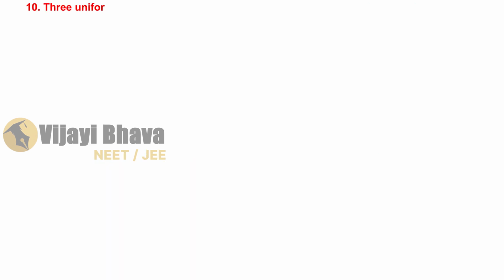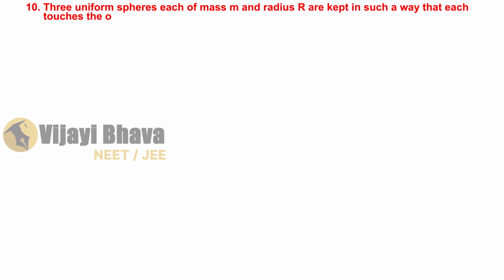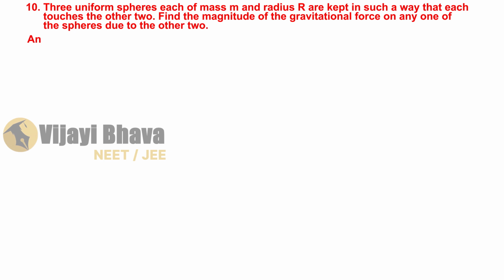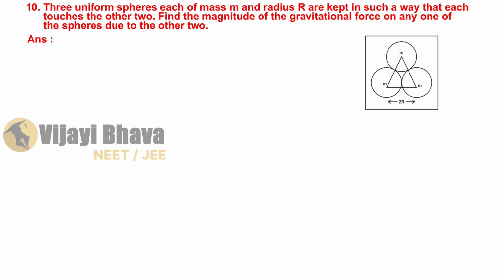Three uniform spheres, each of mass m and radius r, are kept in such a way that each touches the other two. Find the magnitude of the gravitational force on any one of the spheres due to the other two. The solution: if you just go through the numerical, we can understand that there are three uniform spheres which are kept in such a way that every sphere touches every other two spheres. So we can arrange these three spheres in the form of a triangle like this.